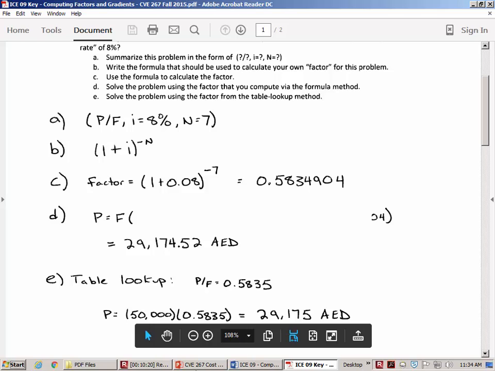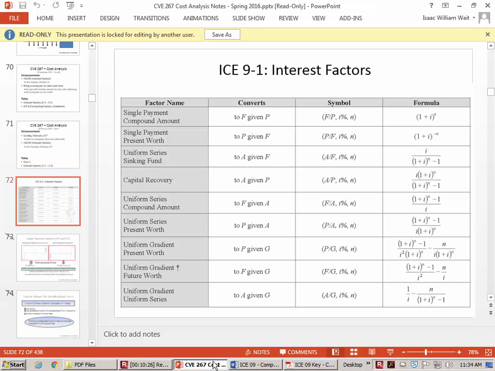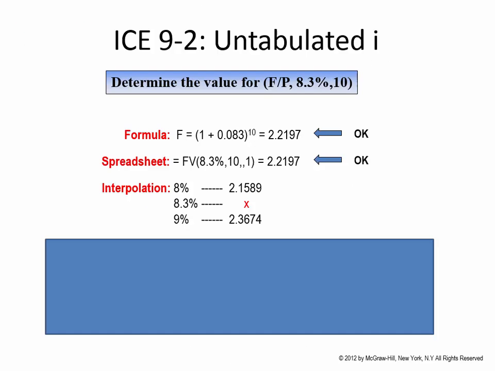All right. So question 2 and question 3 are going to have to do with interpolation and with gradients. So let's talk about interpolation first. What we have sometimes is an interest rate that is in the middle of 2 factor values that we can look up. If you do the formula method, it's easy to find the correct factor. You know, it's just 1 plus I to the n power, and you get your factor. But if we want to interpolate with the table, and this isn't the only time we're going to interpolate this semester, what you do is you're sort of finding a weighted average in between 2 values.